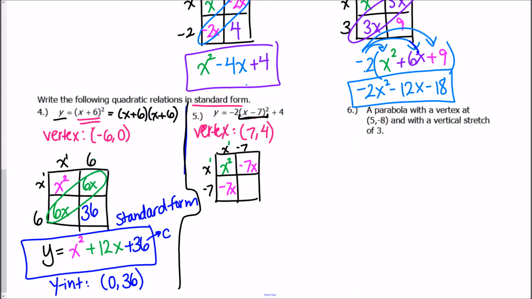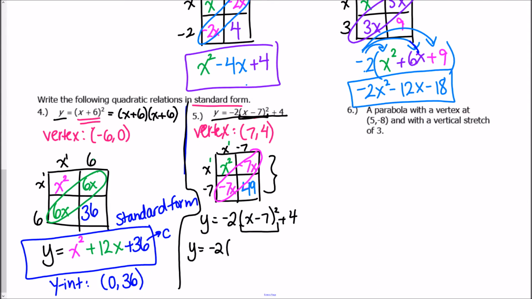Okay? Now, if you guys notice, right here, we have -7x and -7x are like each other. I can put them together. But before I do anything else, I'm going to recopy this whole entire equation down. So it's y equals -2 times x minus 7 squared plus 4. But if you notice right here, this x minus 7 squared is what we have right here.